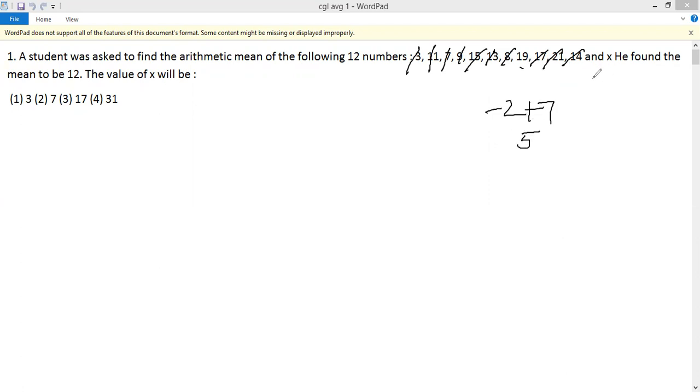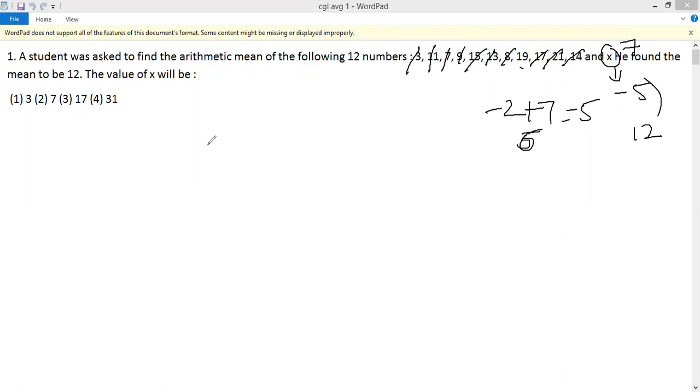Right? So x must neutralize this 5. X must be minus 5 from 12. So x must be 7, right? Directly. Okay, right. This is the distance method, difference method.